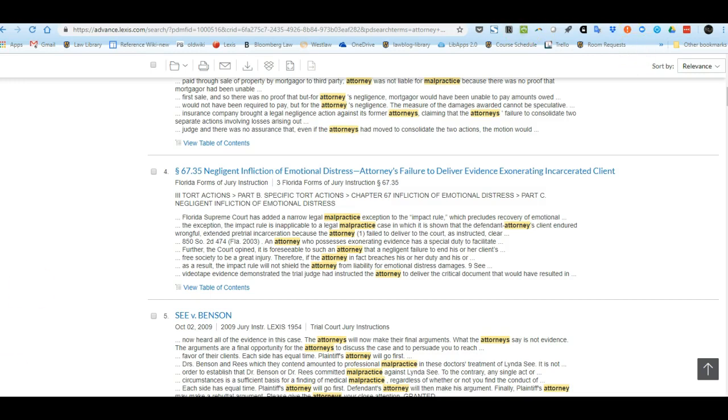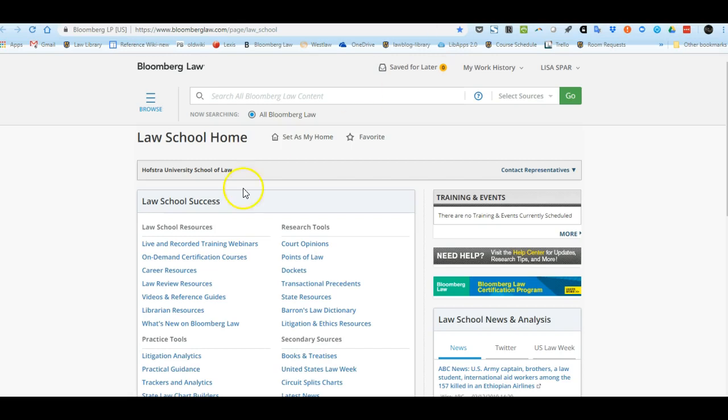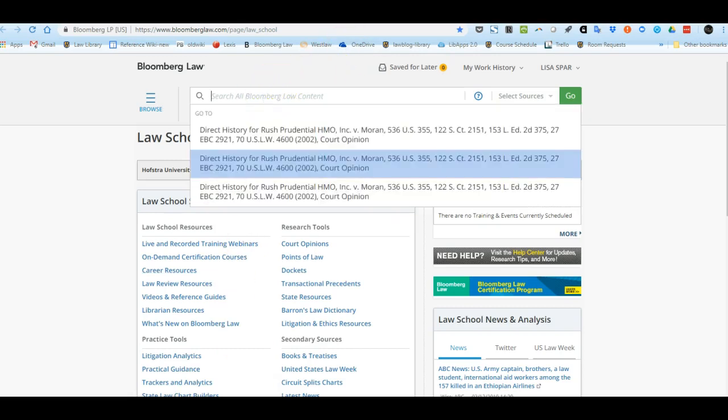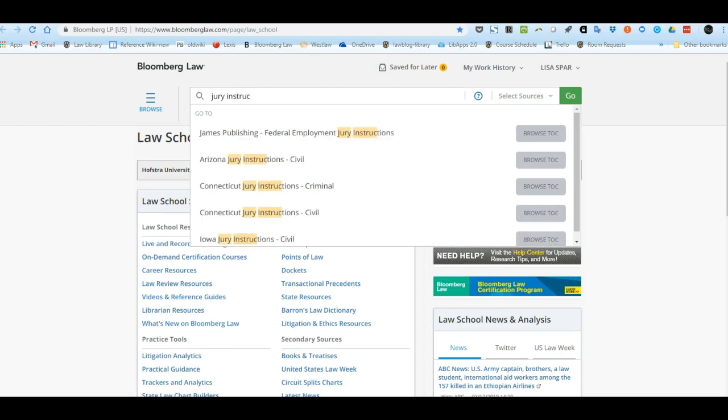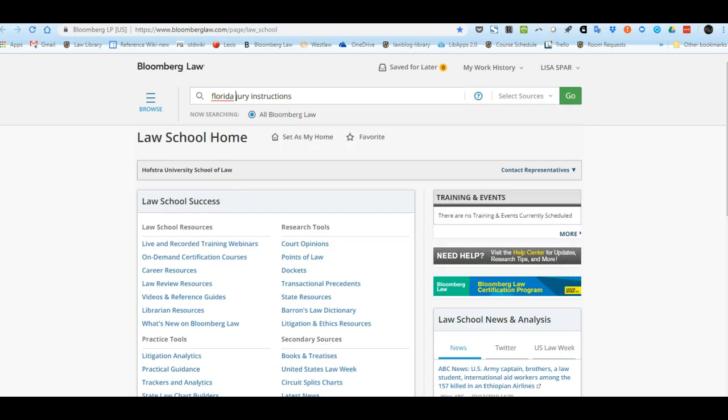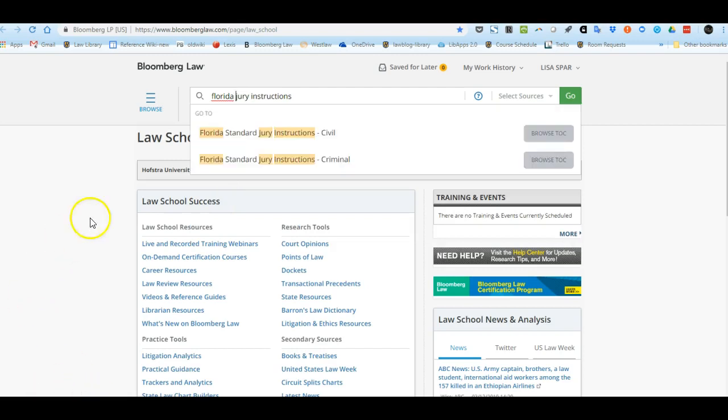And likewise on Bloomberg, kind of sketchy on jury instructions. So again, the same strategy. If we type in the search box what we're looking for, Bloomberg will begin to pull up. And I find it better, again, with jury instructions, because it's usually a particular jurisdiction, to put in Florida. And there you go.